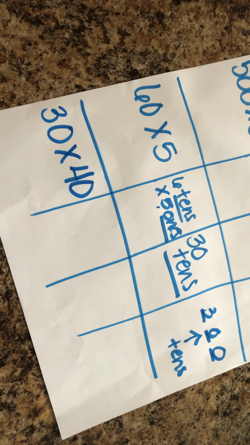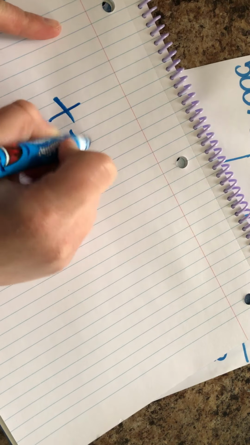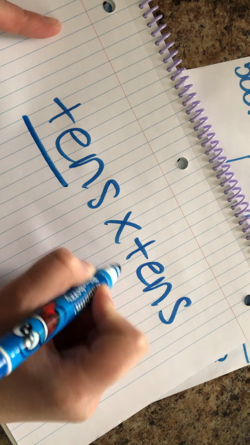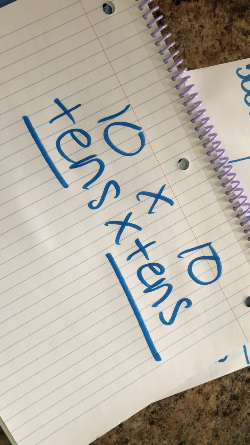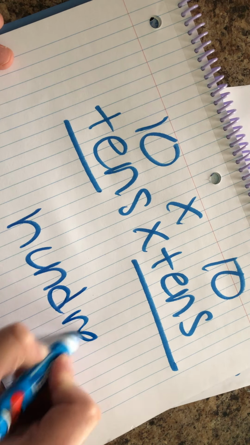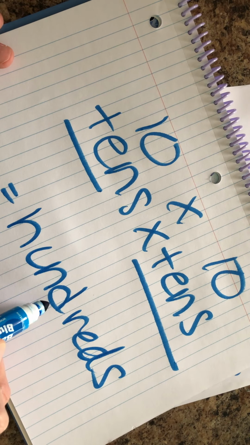Okay, let's go with what we know. What do we know? So we know we have 3 tens and we have 4 tens, right? So we're going to do tens times tens. So this is a little different. So think about it like this. You have 10 multiplied by 10. What is 10 times 10? Those are the things we know. 10 times 10 is 100. So our answer is going to be hundreds because we know 10 times 10 is 100.